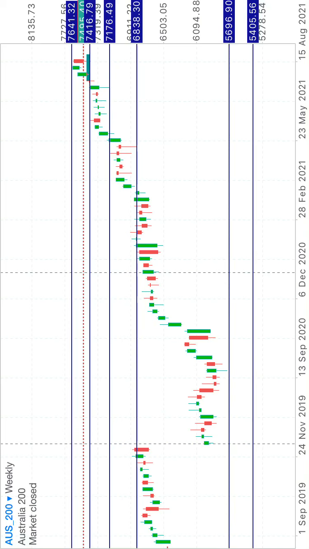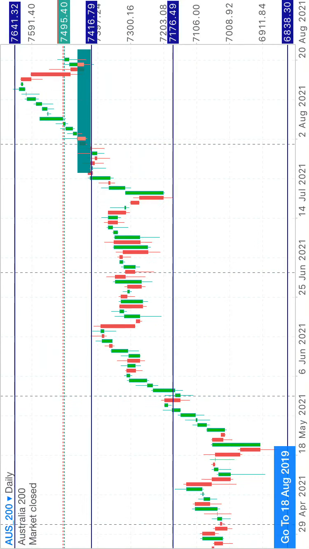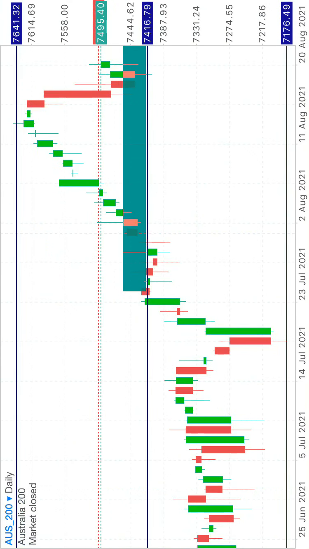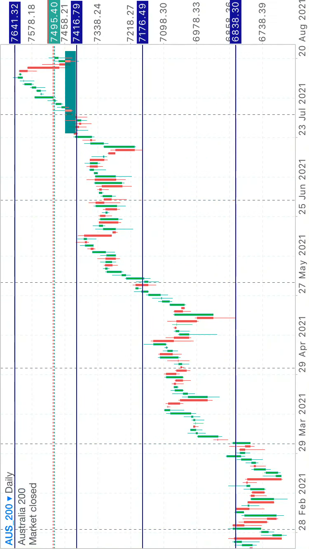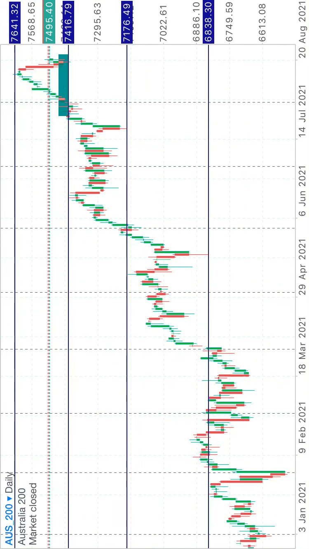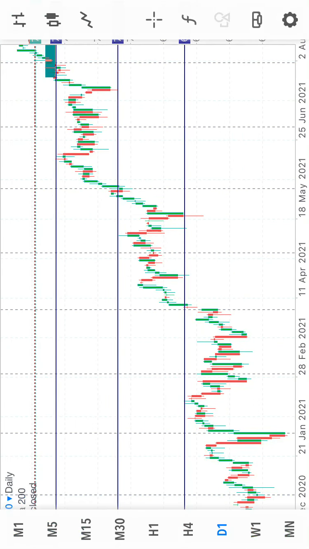So now I'm done identifying all my obvious support and resistance. Now I will be switching to a daily time frame to check what is happening. So if you can check on the daily time frame, we're also on an uptrend. We're also on an uptrend on the daily time frame.